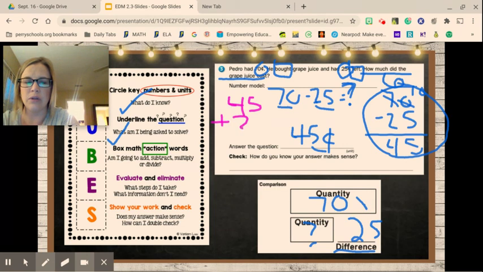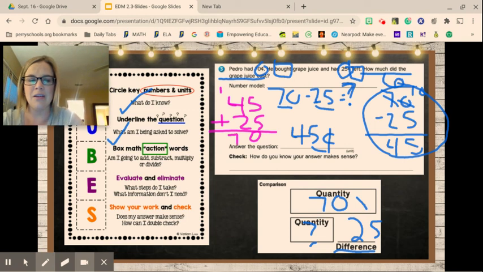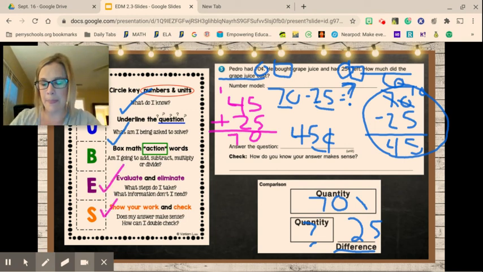plus 25. I'm working backwards. 5 plus 5 is 10. Carry the 1. 4 plus 2 is 6, and then one more is 70. So my answer does make sense when I solved it.